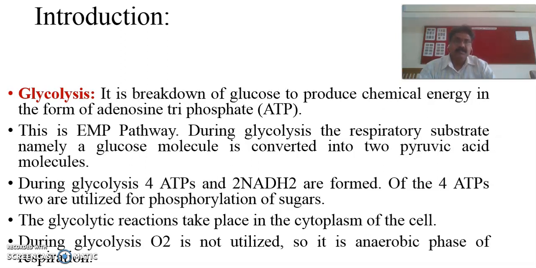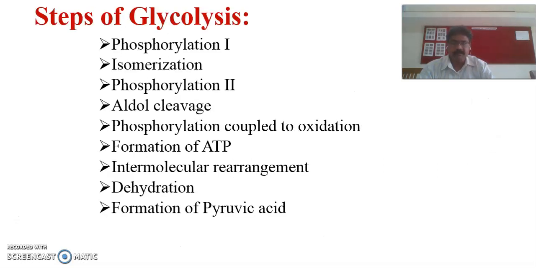During glycolysis, the respiratory substrate, namely a glucose molecule, is converted into 2 pyruvic acid molecules. During glycolysis, 4 ATPs and 2 NADH2 are formed. Out of the 4 ATP, 2 are utilized for phosphorylation of the sugars. The glycolytic reactions take place in the cytoplasm of the cell, and during glycolysis, oxygen is not utilized, so it is an anaerobic phase of respiration.